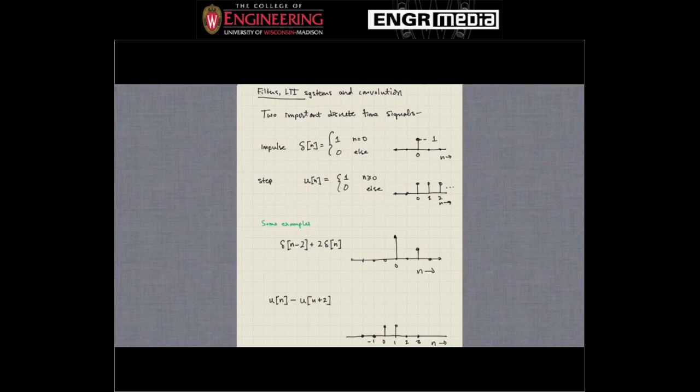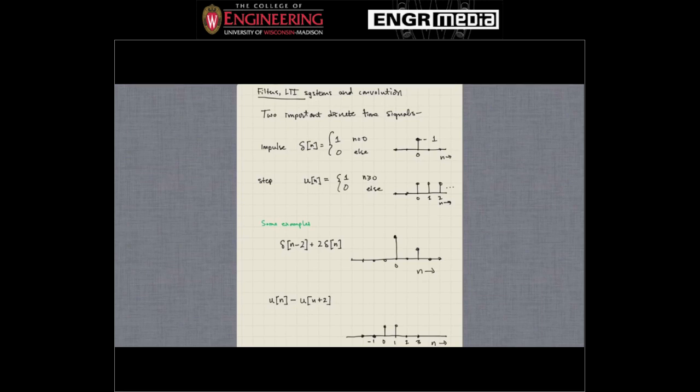All right, welcome to ECE 203 lecture 15. Today we're going to continue our discussions from last time about filters. Today we're going to talk about LTI systems, or linear time invariant systems. And then we're also going to go through an example of how we can do discrete time convolution.